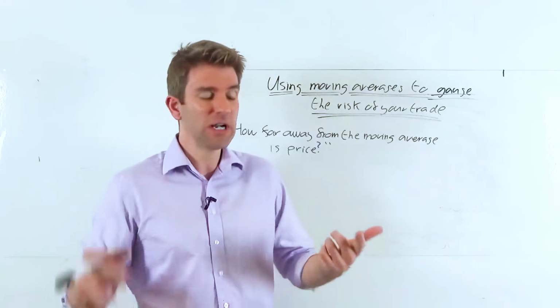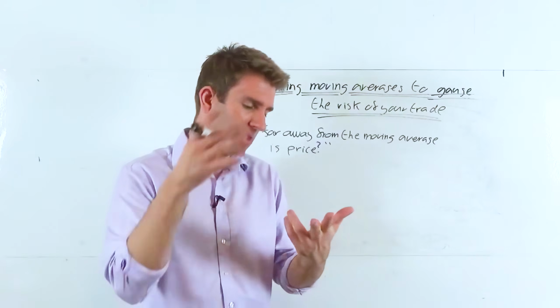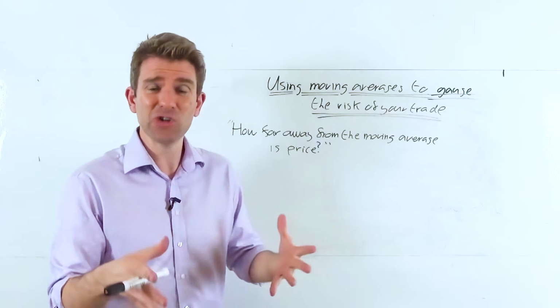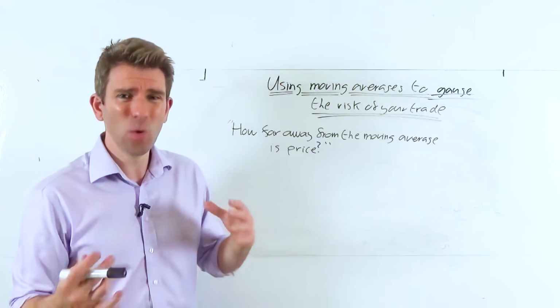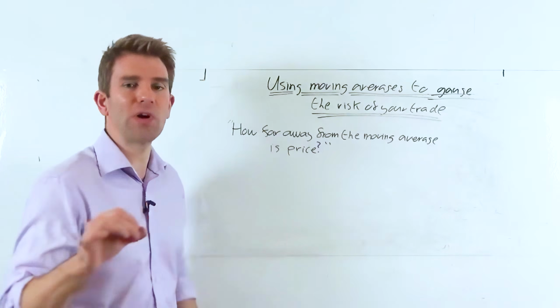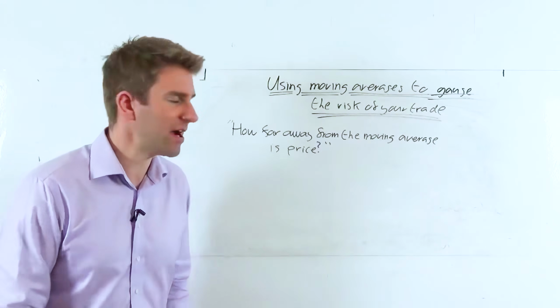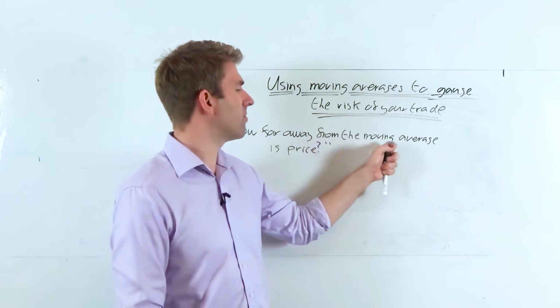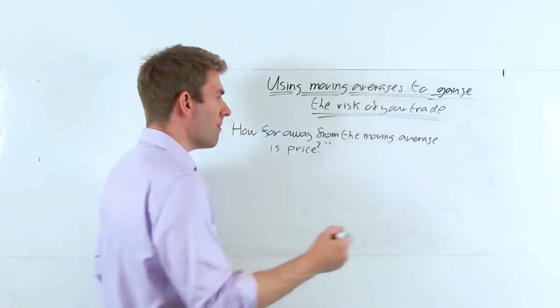We'll talk about crossovers, we'll talk about first pullbacks to them, all that kind of stuff for entries, but actually they're very useful for saying, you know what, I might not take it. So let's explain. Ask yourself this question before you take the next trade. How far away from the moving average is price? What do I mean by that?